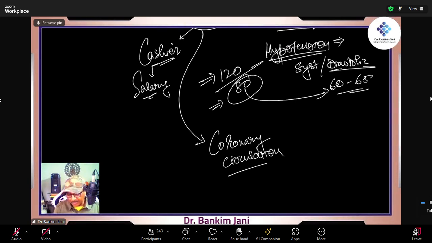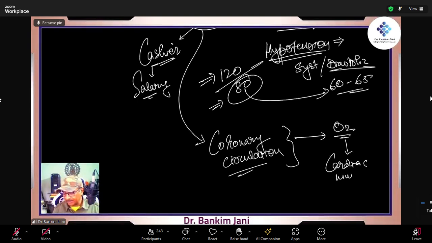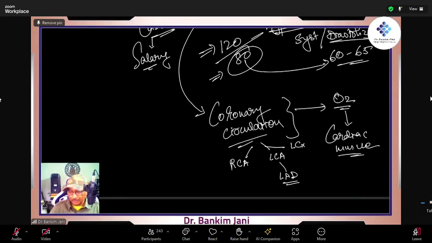Coronary arteries are the arteries which are giving blood to the cardiac muscle, giving oxygen to the cardiac muscle. It is this coronary circulation. You must have seen that there is the right coronary artery, the left coronary artery, the left circumflex artery, and then the left anterior descending artery. All these names, if you have seen any coronary angiography reports, these will be the names. And these are the arteries which are really supplying blood to the various chambers.